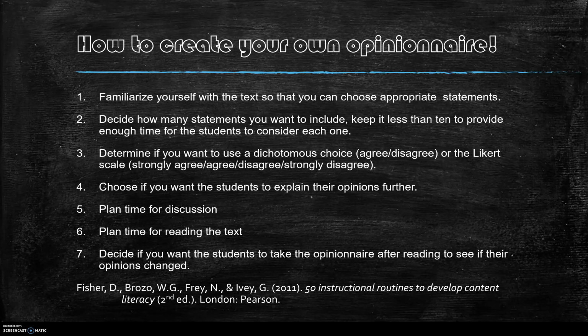Choose if you want the students to explain their opinions further by providing a written response underneath each statement. Then plan time for discussion. You're using an opinionnaire to elicit responses from your students. You should use their valuable opinions to start a valuable discussion in the class, whether it be whole group, small group, or one-on-one. Then, of course, plan time to read the text. You may want to consider having your students do the opinionnaire again after they read. That way, they can see if their opinions have changed at all.